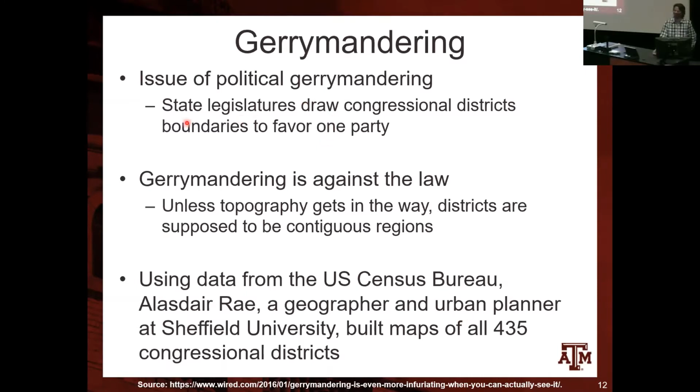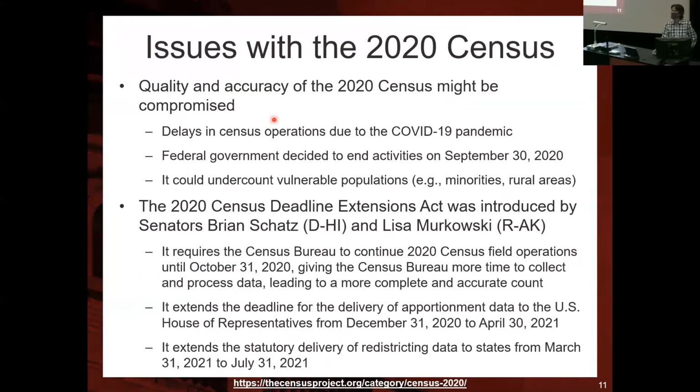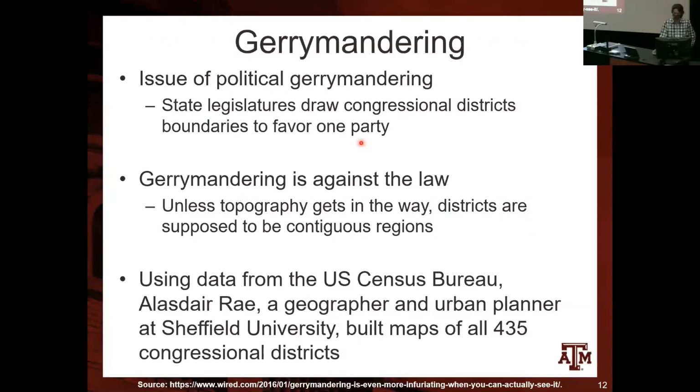So what has been going on in the country in these last decades is that state legislators get this data from the census about the population within the state to draw congressional district boundaries to favor one specific political party. Gerrymandering is against the law, unless you have topography within a specific area, in a specific state, that gets in the way of where the boundaries of a specific congressional district should be drawn. Districts are supposed to be contiguous regions.